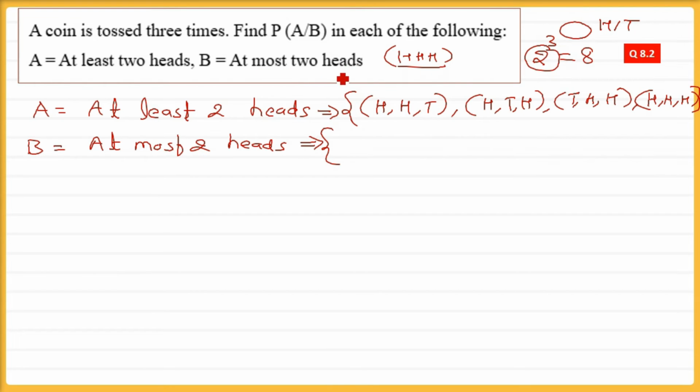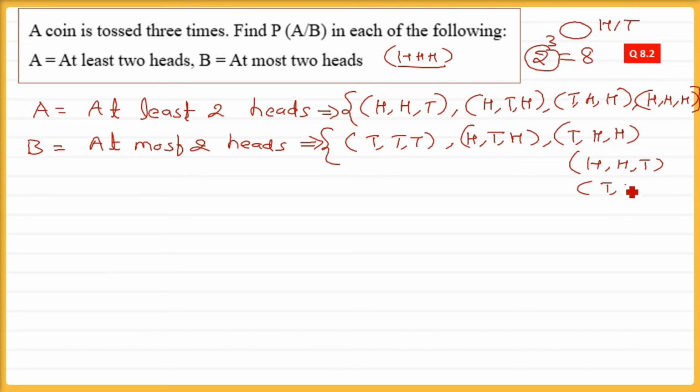Now HHH you have to just subtract from all the sample space. So in all the sample space, HHH cannot come, because at most 2 heads can come. All the 3 heads cannot come. So we have tail, tail, tail. So all these 7 except HHH, I am writing all of it. Tail, tail, tail, head, tail, head, tail, head, head, head, head, tail, tail, head, tail, head, head, tail, head, tail, tail. 1, 2, 3, 4, 5, 6, 7. 7 has come, because we have eliminated the HHH, because at most 2 heads can come. 3 heads cannot come.